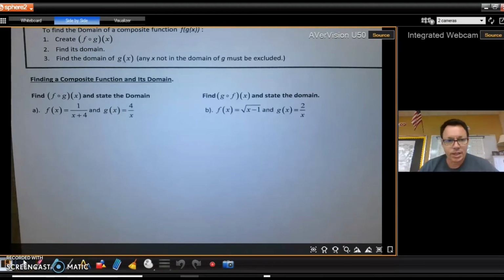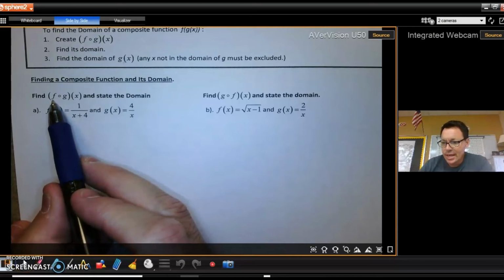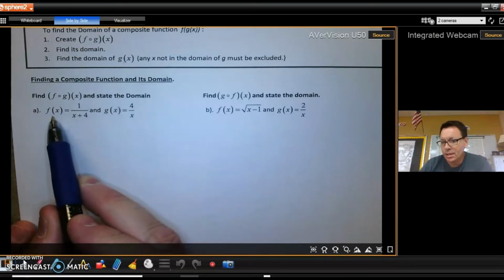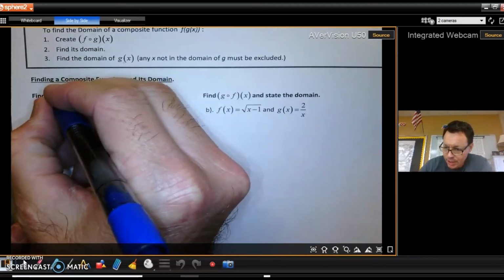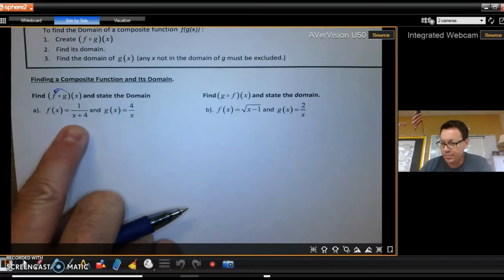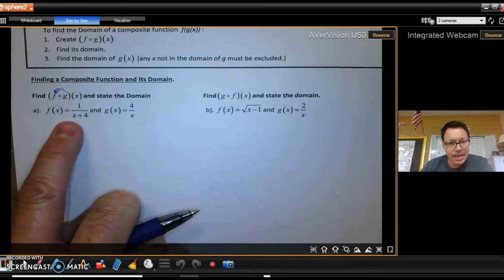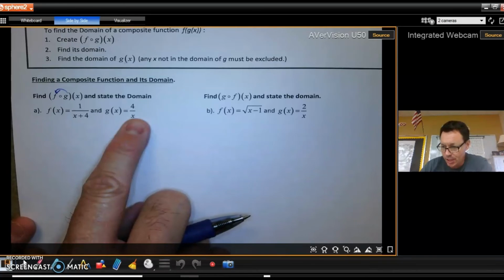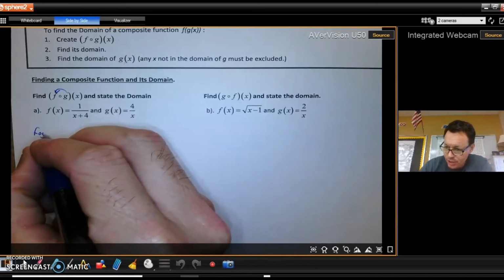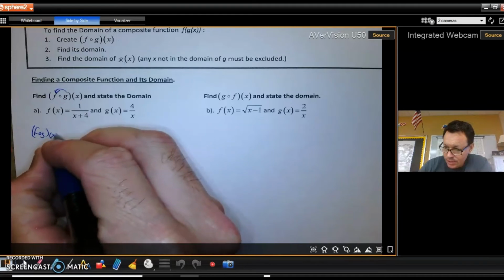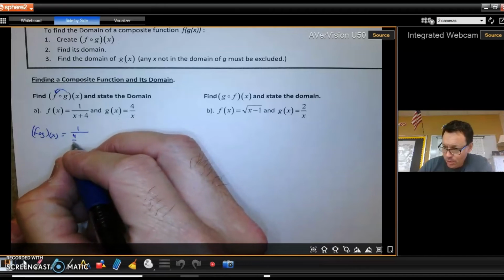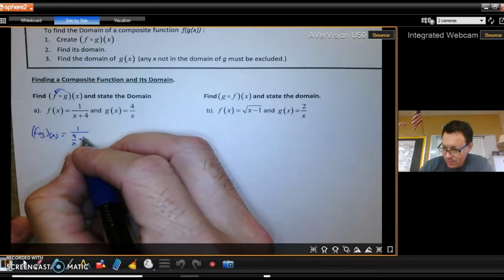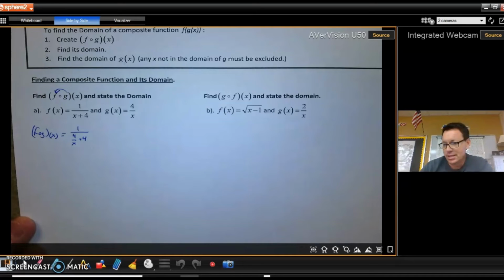All right, so let's take a look at how this works. So I want to find f of g of x given f of x and g of x. Okay, so f of g means we're going to plug function g into function f. So here's my function f. I've only got one x, but that x is where we're going to plug in function g. All right, so f of g of x is going to look like this. 1 over, and then 4 over x plus 4. That's our new function. Now, it's not very pretty.